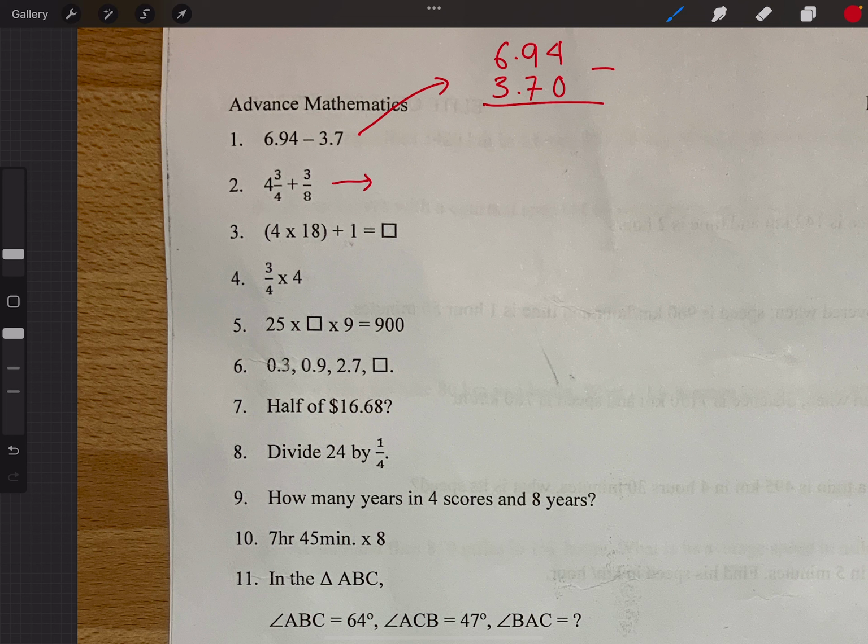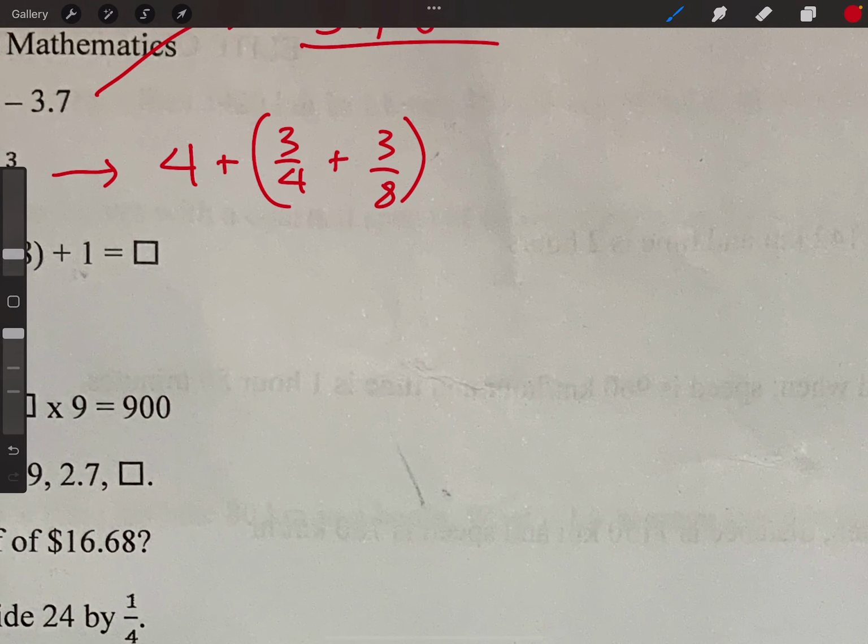Next one. You can say this is 4 plus 3 on 4 plus 3 on 8. So let's work on this one together first, see what we get. See what these fractions add up to. So 3 on 4 plus 3 on 8. So let's make the bottom numbers the same.